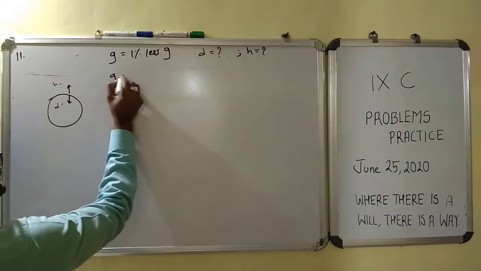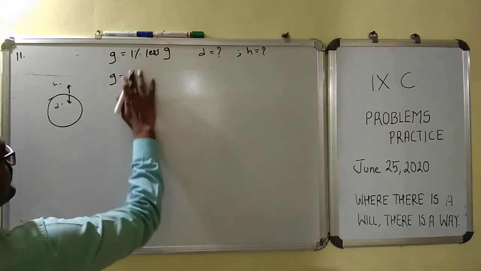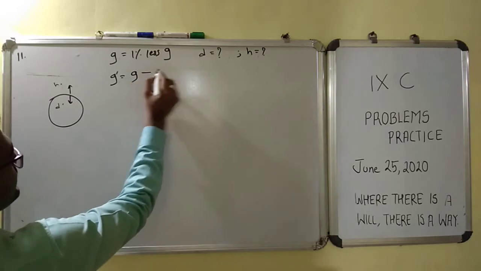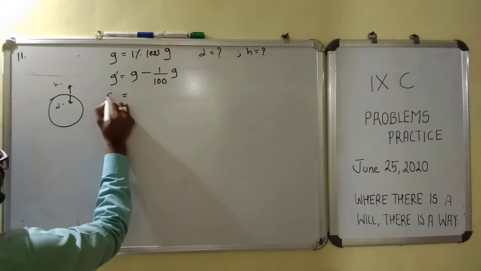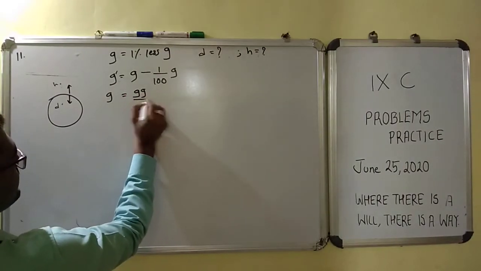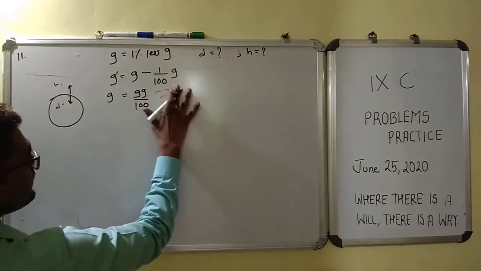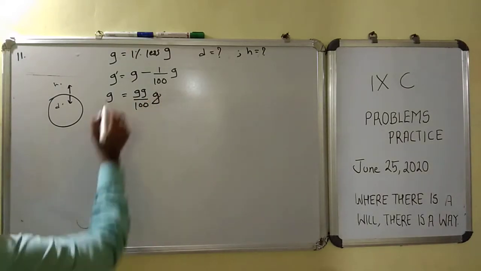1% less means g dash, which is less than g, should be equal to g minus 1% of g. After calculation, it will come out to 99% of g. If we write it by dividing by 100, there is no need to write the percentage. Let us call this g dash.